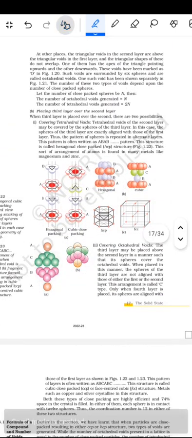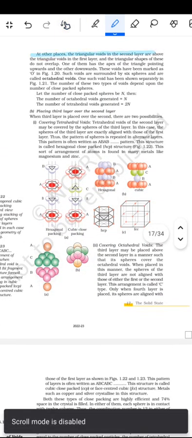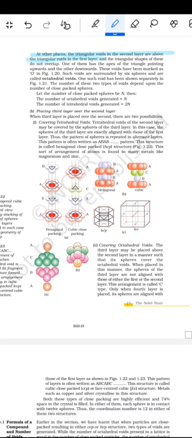Next, NCERT says that at other places the triangular voids in the second layer are above the triangular voids in the first layer, and the triangular shapes of these do not overlap. One of them has the apex of the triangle pointing upwards and the other downwards. These voids have been marked as O in figure 1.20. Such voids are surrounded by six spheres and are called octahedral voids. One such void has been shown separately in figure 1.21.